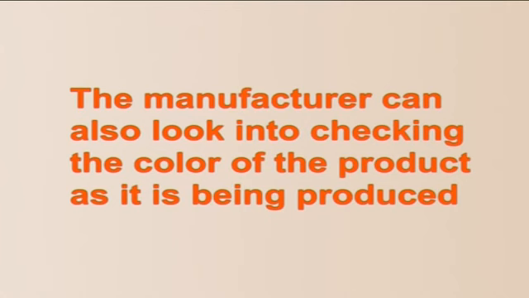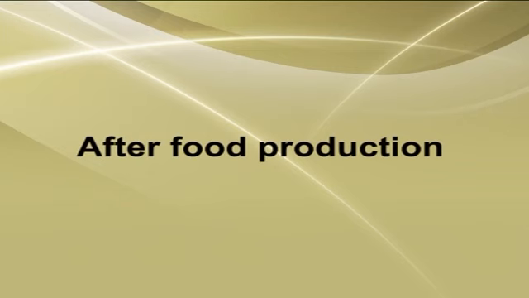The manufacturer can also look into checking the color of the product as it is being produced. Color information can also be obtained in real time and can be reported to process control, indicating whether the product color is within prescribed tolerance. After food production, there are many factors that can cause food dyes to change color.